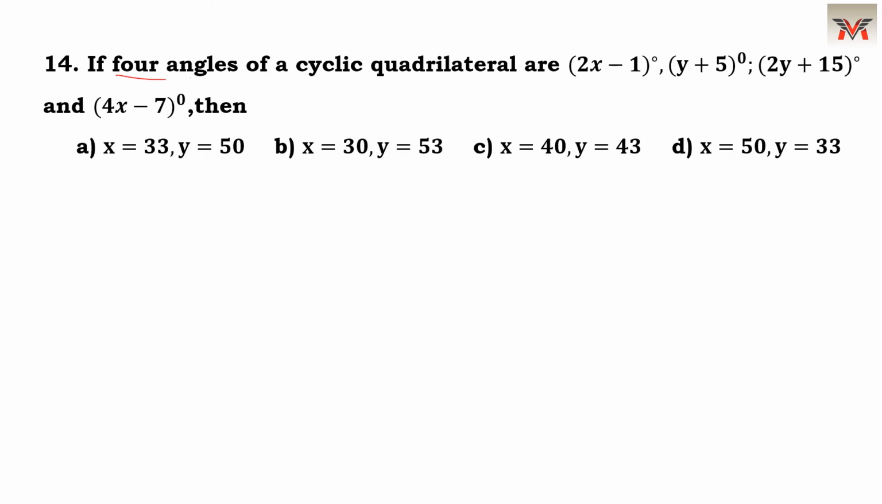If the four angles of a cyclic quadrilateral are 2x minus 1 degree, y plus 5 degrees, 2y plus 15 degrees and 4x minus 7 degrees, then the values of x and y can be. Okay, so here we have a clue that it's a cyclic quadrilateral. So we had already learned about cyclic quadrilaterals and their properties, correct? Let us just recall it once.